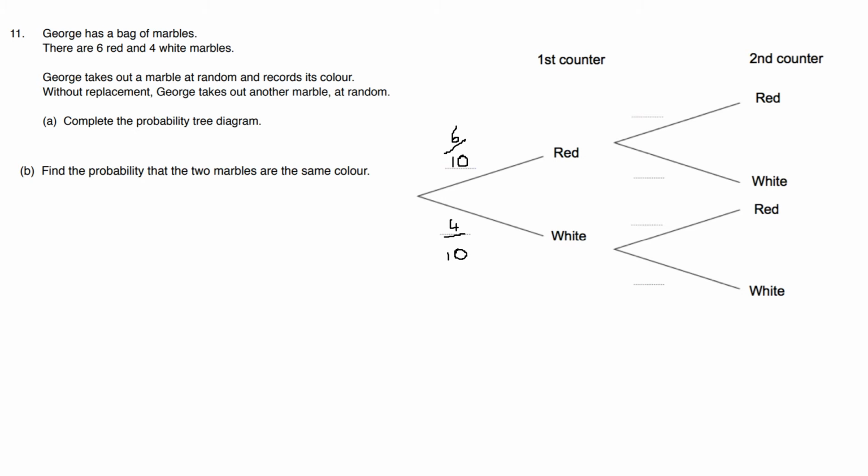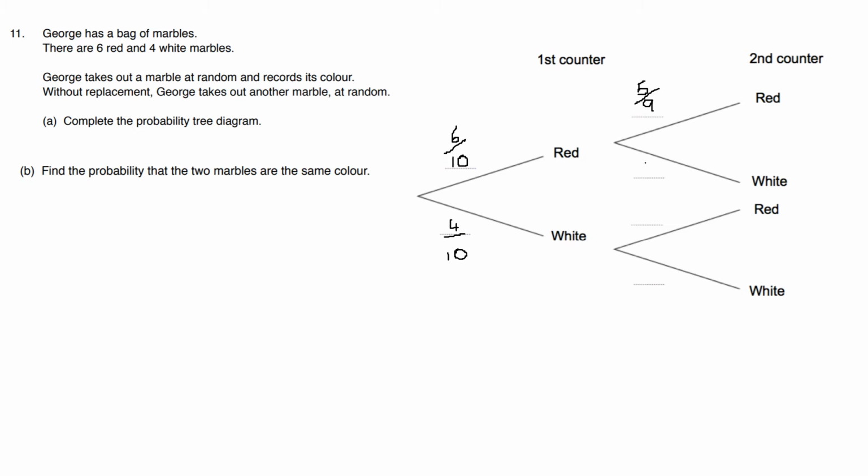Now we're dealing with dependent events. What happens during the first pick will affect the probability of the second pick, because I'm taking something from the bag, but I'm not going to put it back. So if I choose a red counter to start off with, I'm only going to have 5 red counters left in the bag and 9 counters altogether. So the probability of me picking a red counter on the second pick, if I've already picked a red on the first pick, will be 5 over 9.